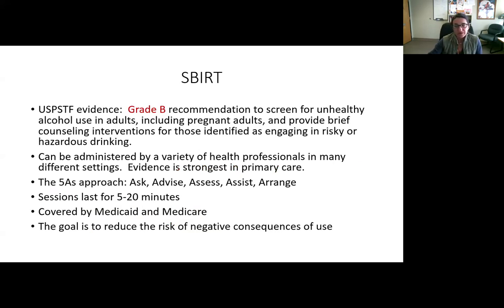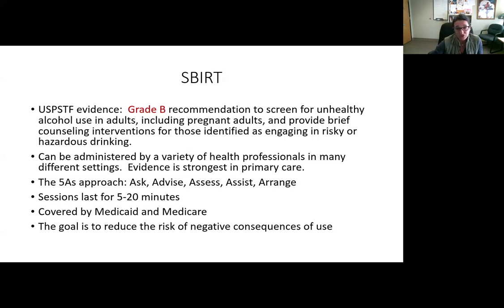SBIRT is something I'm just going to touch upon. You probably are all aware of it and hopefully have it in your clinical settings. This has really good evidence. USPSTF has given it a grade B, so it's covered by Medicaid and Medicare. And this is to screen for unhealthy alcohol use in adults and then provide brief counseling interventions and referral to treatment. That's what it stands for, if they are identified as having risky or hazardous drinking.